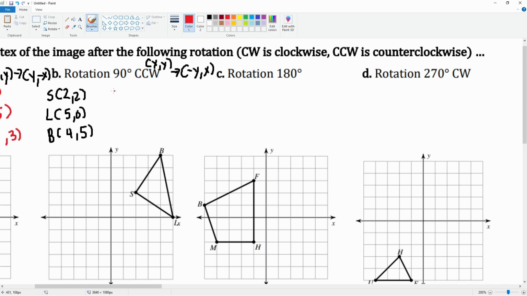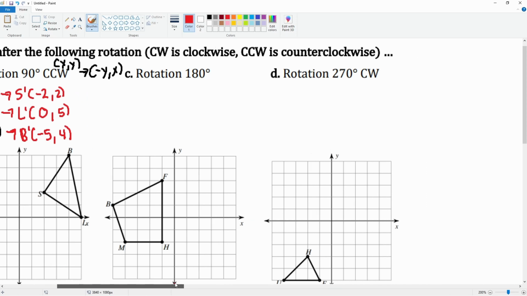Okay, it's going to undergo a rotation. S prime, so the x and the y will switch, and the y changes sign, so it's (-2, 2). Okay, L prime, so the 0 becomes a negative 0. It goes into the x spot, and the 5 becomes the y. B prime, the 5 becomes a negative 5, and the 4 goes into the y spot. There you go.